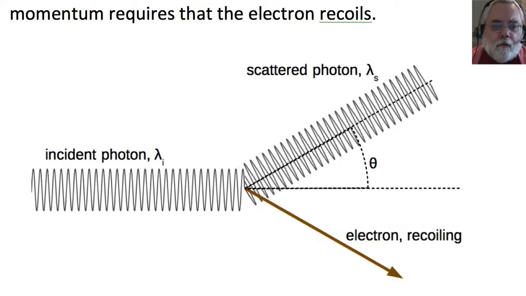Here's a diagram. Incident X-ray photon with wavelength lambda sub i for incident or initial, scatters on some unbound or loosely bound electron. The photon scatters, it changes its angle, and in order to conserve momentum, the electron has to go off with some momentum. And the electron therefore picks up kinetic energy, and therefore, for conservation of energy, the scattered photon has less energy than the original photon. And therefore, the scattered photon has longer wavelength, lambda sub s for scattering, longer wavelength than the incident photon.